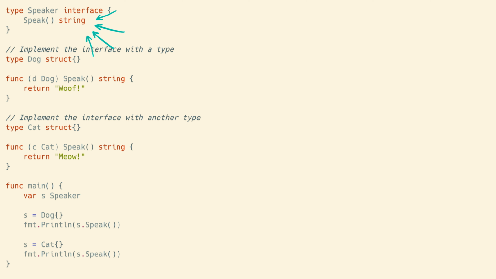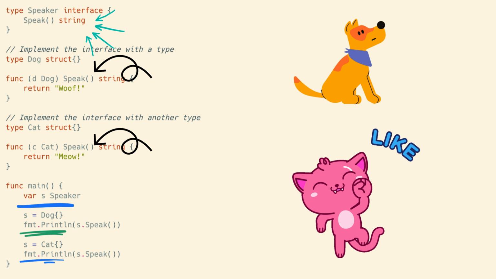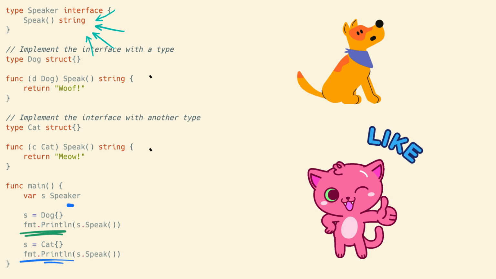Here's a simple example. We define a speaker interface that requires a speak method. Both dog and cat implement the speak method. In the main function, we create a variable of type speaker and assign it either a dog or a cat, and it calls the appropriate speak method for each.